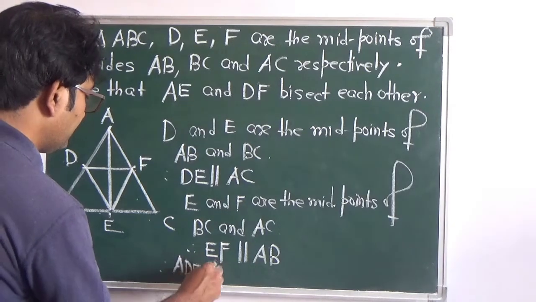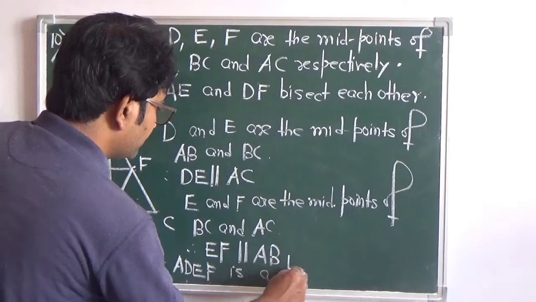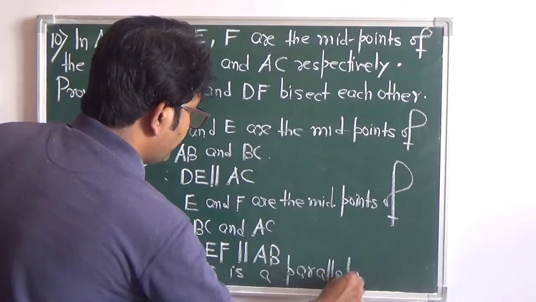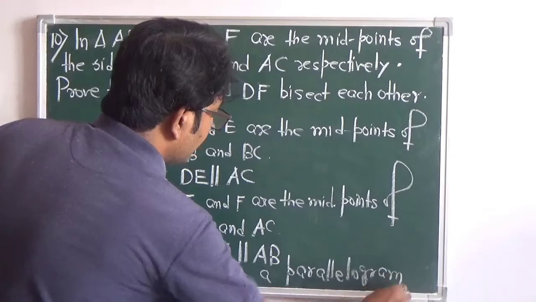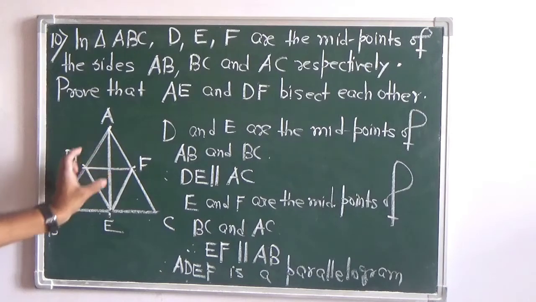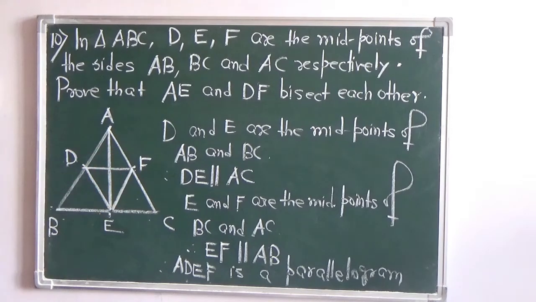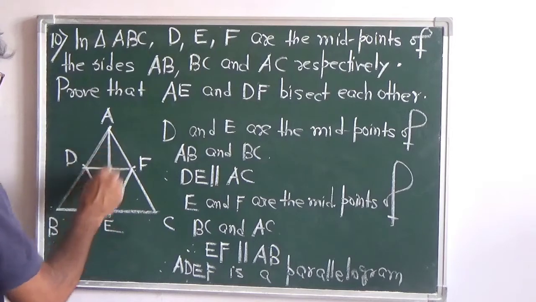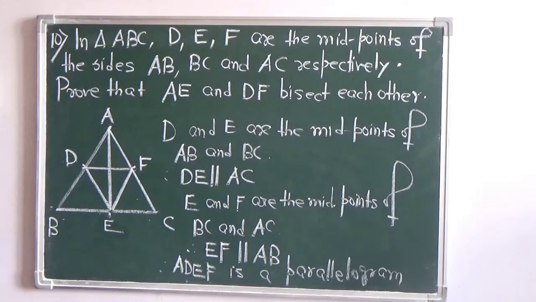Therefore ADEF is a parallelogram. Why? Because the opposite sides are equal and parallel. If this is the midpoint, then this part and this part are equal. If this is the midpoint, then this part and this part are equal. So opposite sides are parallel as well as equal. Hence, ADEF is a parallelogram. So we know that in a parallelogram, the diagonals bisect each other. So AE and DF bisect each other by the property of parallelogram.